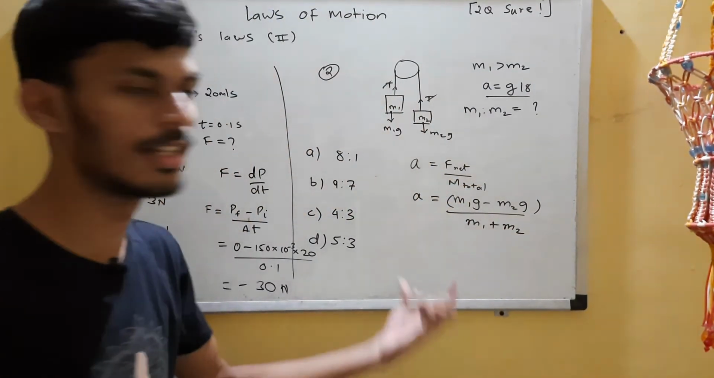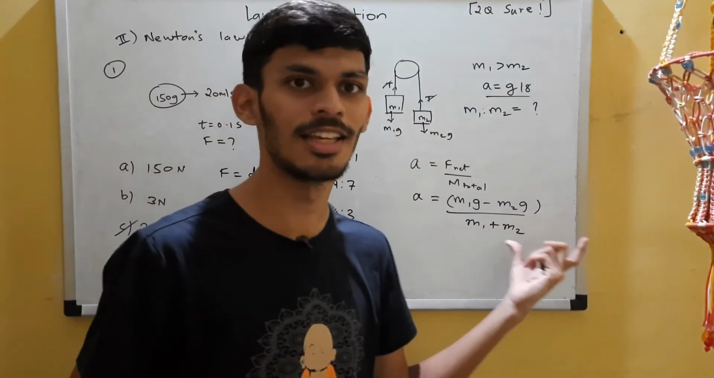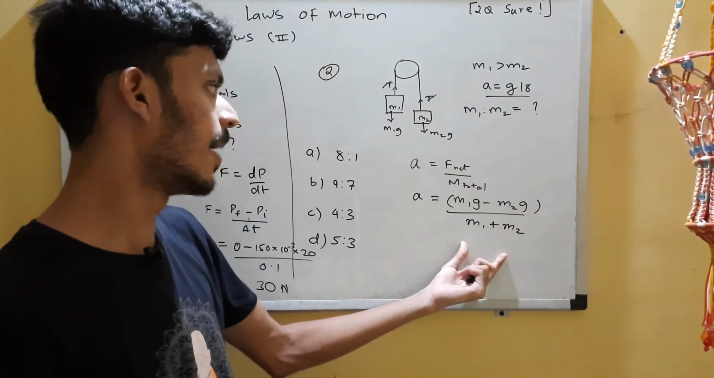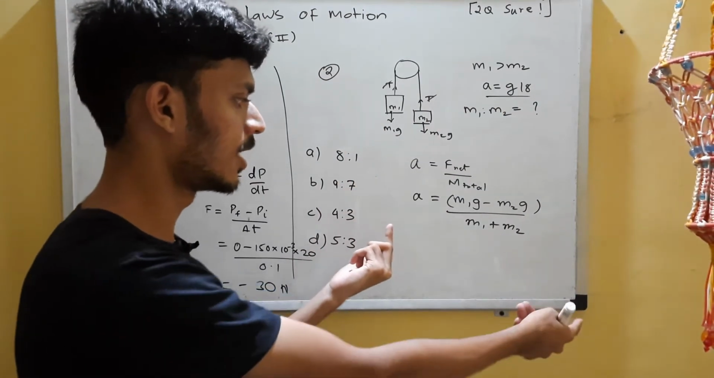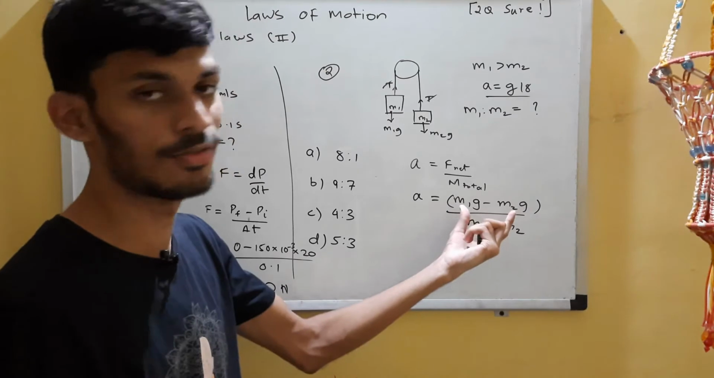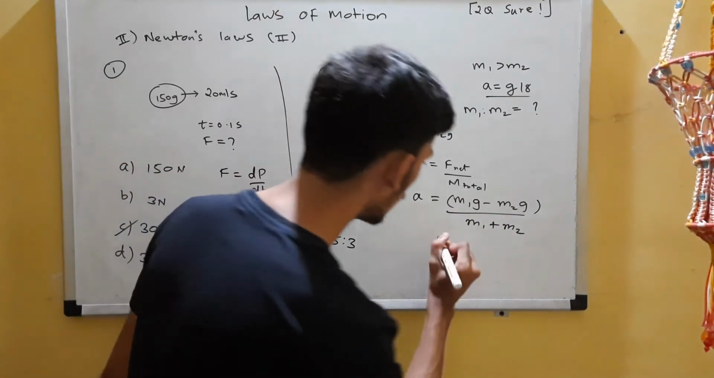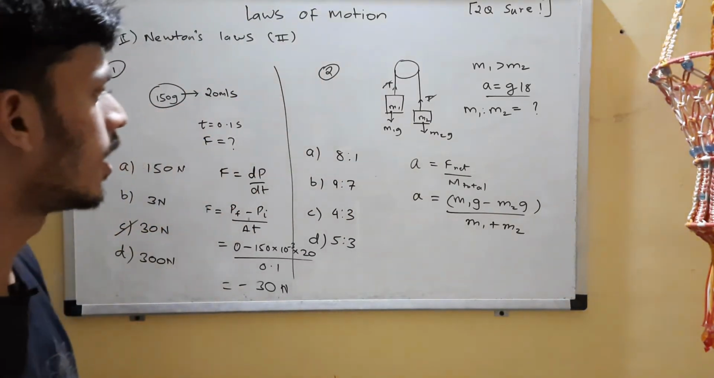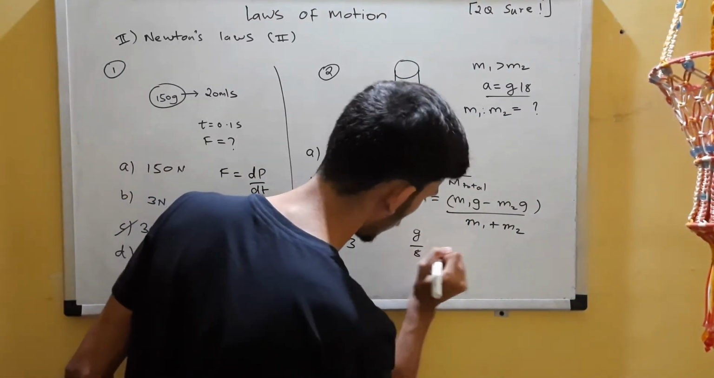So basically this is the short trick. Acceleration in pulley systems is basically given as F net by m total. So m1g minus m2g upon m1 plus m2. This is the net force, and divided by the total mass. Here you can see that this acceleration is given as g by 8. You just have to solve this now.